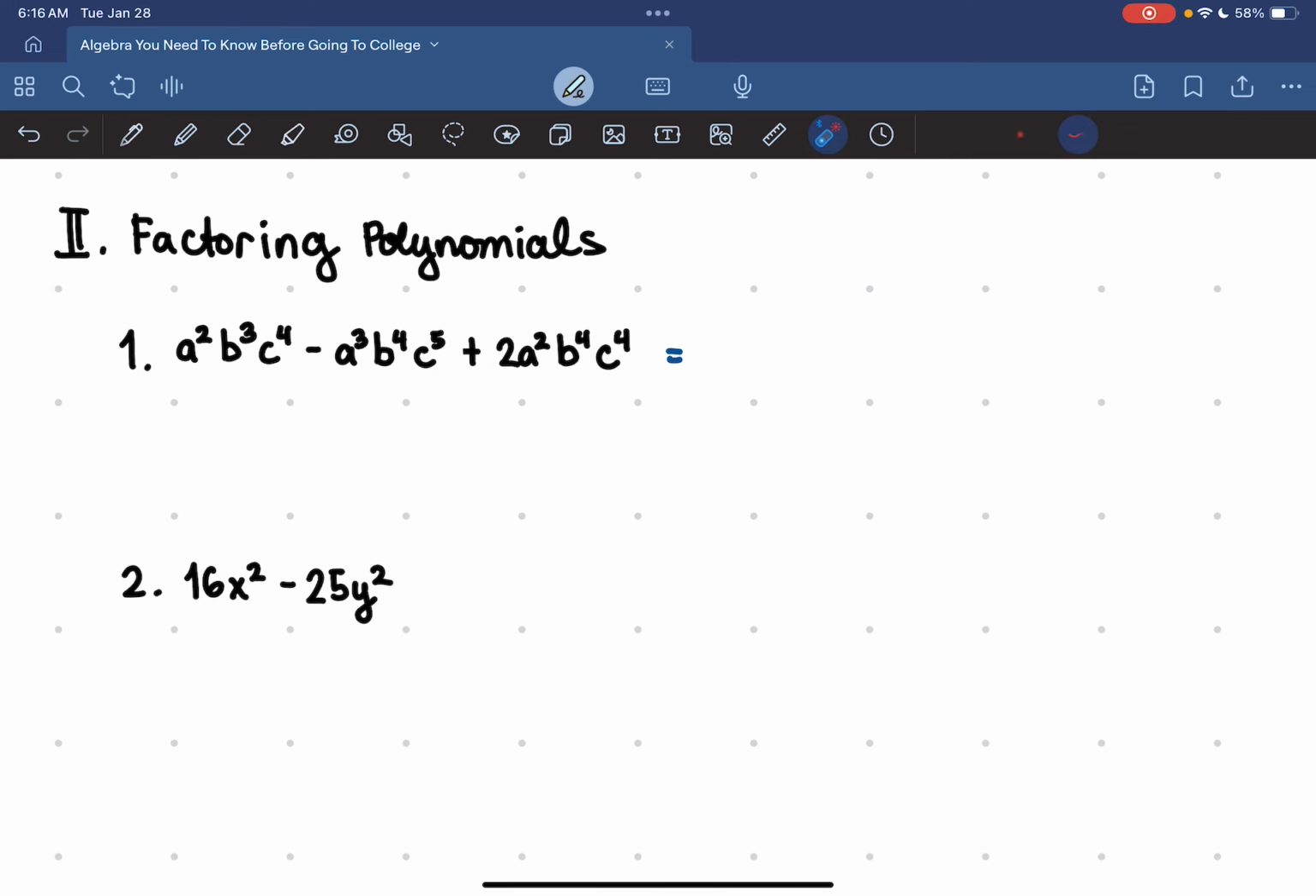So let's focus first on a. So this one, and this one. What we choose to factor out is the one with the least degree or least power. In this case, that would be a squared, okay? Because if we factored out a cubed, then there will be left here inside a raised to negative 1, which is not what we want.